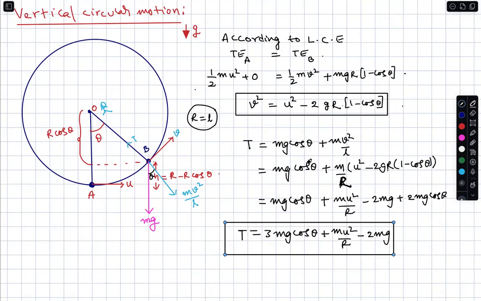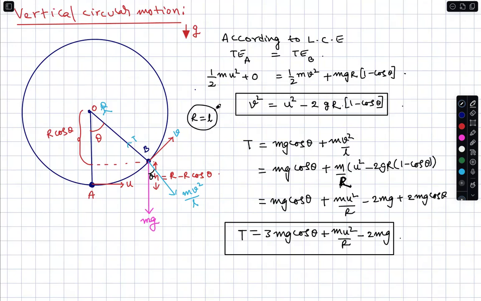What I have done is mg cos theta, the r term gets cancelled, and that makes 2 mg cos theta plus mg cos theta makes 3 mg cos theta, mu square by r same, minus 2 mg. Any doubts? So what I have given is, for a small deviation at that point, the V and the tension at that point. This is a simple arc path, and I didn't even cross the horizontal reference line.